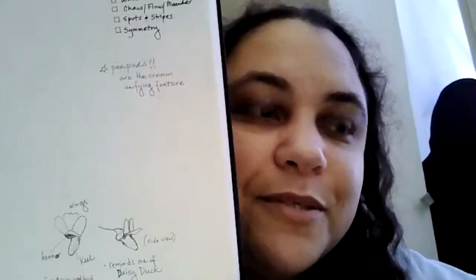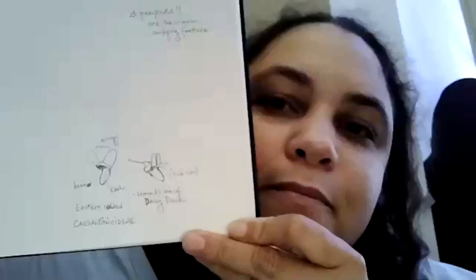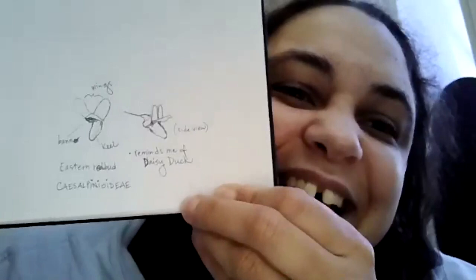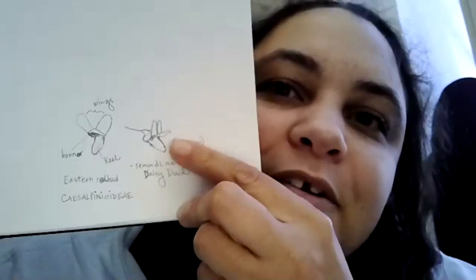And then I was trying to figure out Caesalpinaceae, or Caesalpinioideae, I rather should say, because I didn't understand the difference between that and the others. I wasn't paying enough attention in botany. So I was drawing it. And then I realized it reminded me of Daisy Duck for some weird reason. I have no idea why. And so I was drawing that because I was reading that in one of them, the banner is inside of the wings and in the other one it's outside of the wings. And if that makes no sense, don't worry. It's not supposed to make sense.